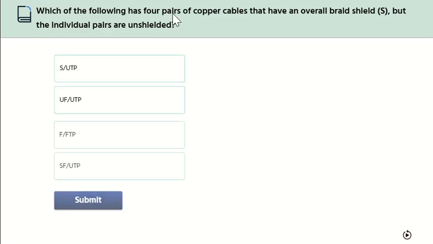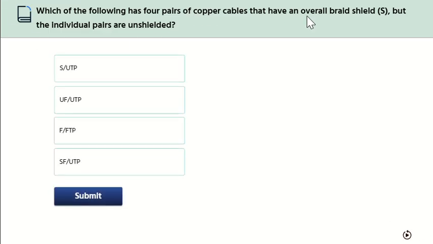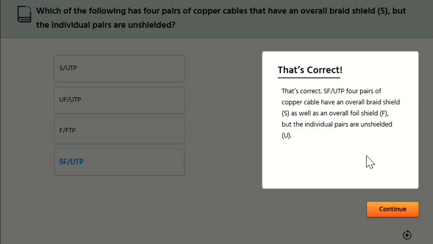Which of the following has 4 pairs of copper cable that have an overall braid shield, S, as well as an overall foil shield, F, but the individual pairs are unshielded, U? Option 1. S/UTP. Option 2. UF/UTP. Option 3. F/FTP. Option 4. SF/UTP. Select the best option. That's correct. SF/UTP. 4 pairs of copper cable have an overall braid shield as well as an overall foil shield, but the individual pairs are unshielded.